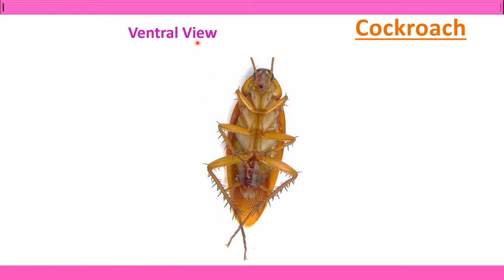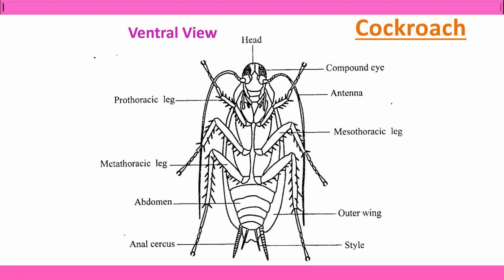We want to look at the ventral view. The ventral view, that's how you see it from down below, and you will see that we have different parts. You will see the head, the compound eyes, the antenna, then you will be able to see the prothoracic leg, the mesothoracic leg, the metathoracic leg. You will see the outer wing, you can see the style, the anal cerci, and then the abdomen. Those are the different parts that you are going to see.